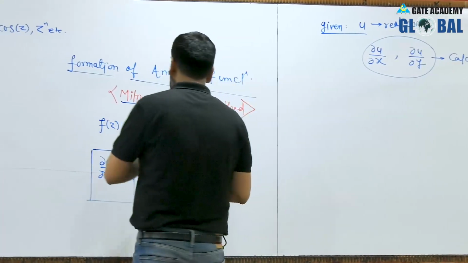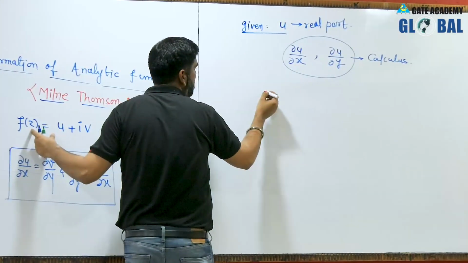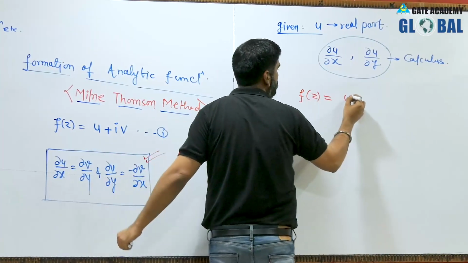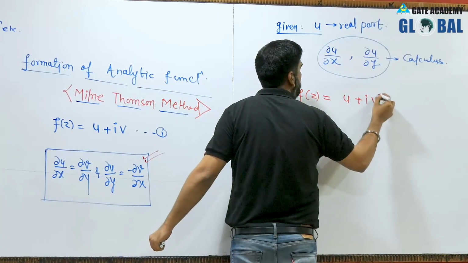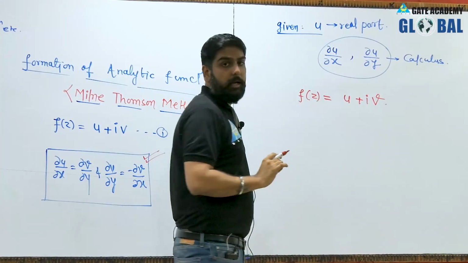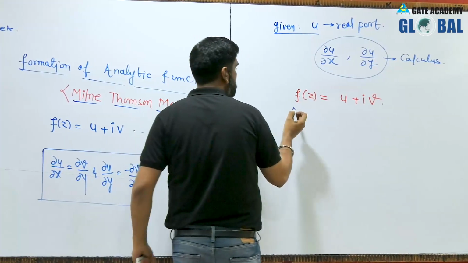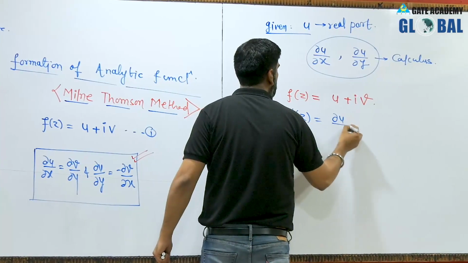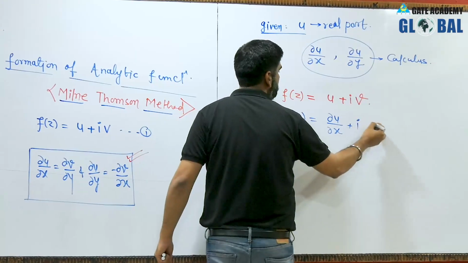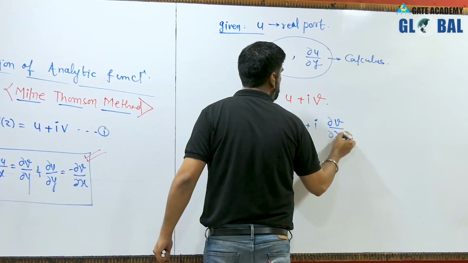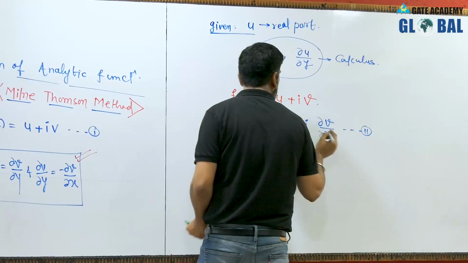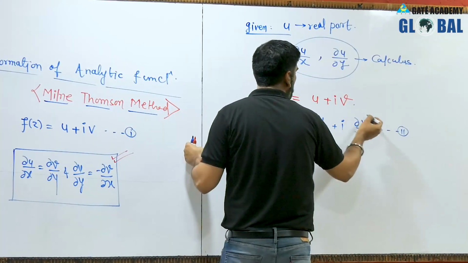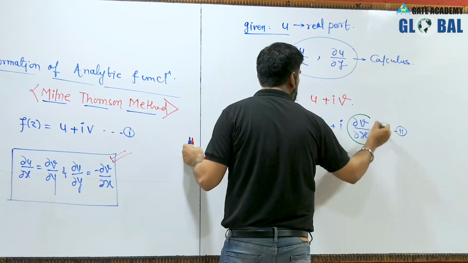Let us suppose I am having the analytic function f(z) is equal to u plus iv. Differentiation with respect to x, I am having f dash z is nothing but del u by del x plus i del v by del x. This is our equation number 2, and yes, we can put the value of del u by del x. Then what is the value of del v by del x? This is our question mark.